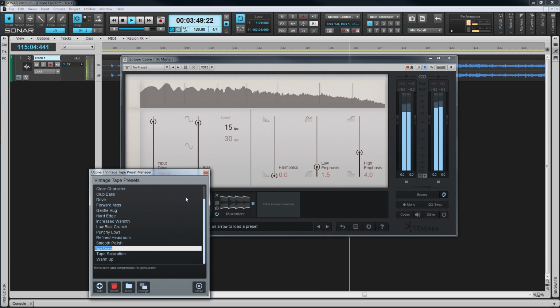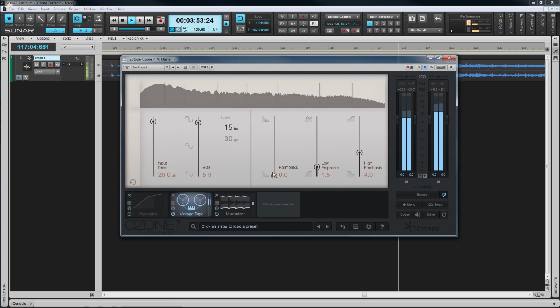It's gone tomorrow. And that's the vintage tape module. Great for adding some of the characteristics of tape to your mix.